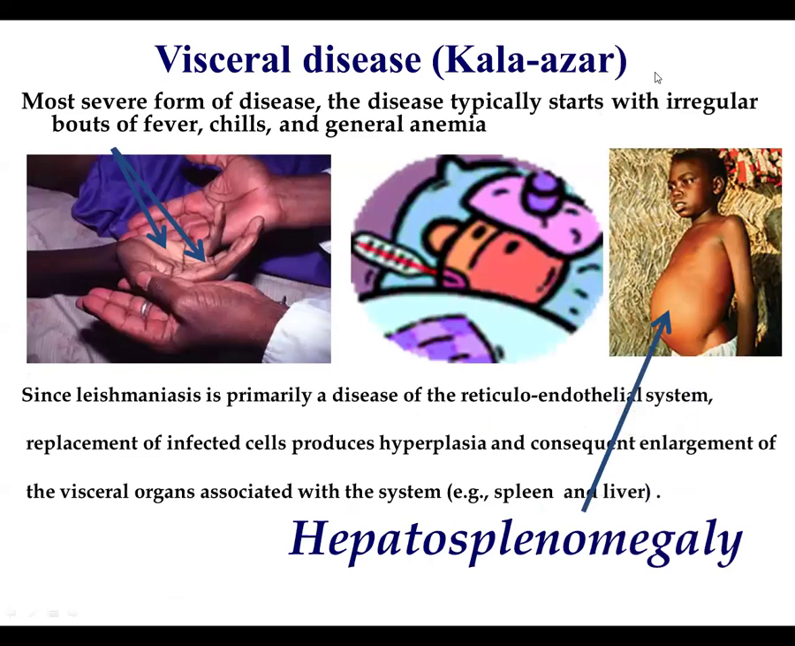Visceral disease caused by Leishmania donovani is known as kala-azar. It is the most severe form of the disease. The disease typically starts with irregular bouts of fever, chills, and general malaise. Since leishmaniasis is primarily a disease of the reticuloendothelial system, replacement of infected cells induces hyperplasia and consequent enlargement of the visceral organs associated with the system, for example spleen and liver. In this disease we can see splenomegaly, hepatosplenomegaly, along with anemia and fever.